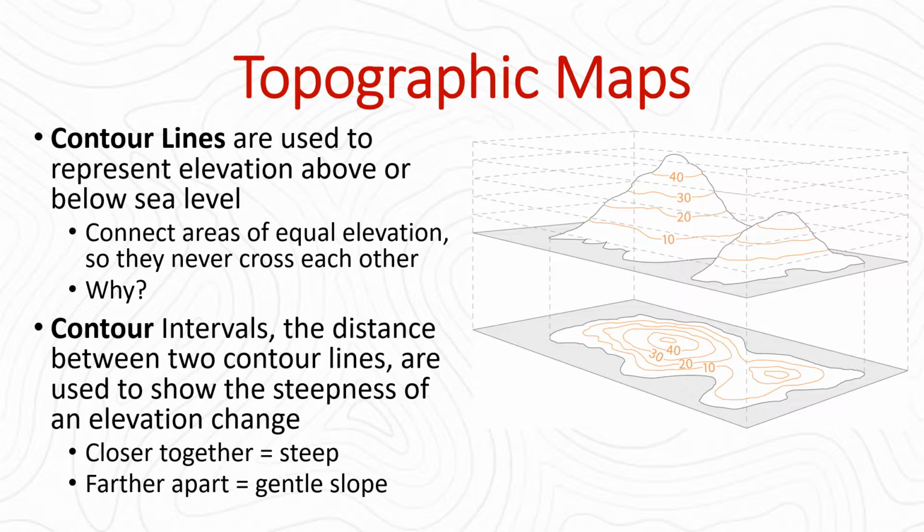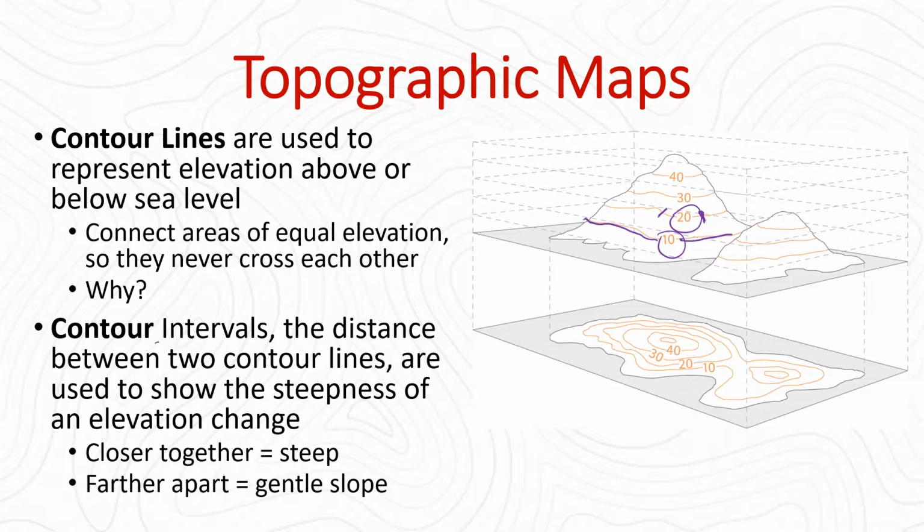These lines are called contour lines, and they're used to represent different elevations at or below or above sea level. So they connect areas of equal elevation. They never cross each other, because if this line is connecting all the areas on the mountain that's 10 feet above sea level, it's never going to cross this line, because that line represents everything at 20 feet above sea level. You can't be at both 10 and 20 feet at the same time. So these lines will never ever cross each other.